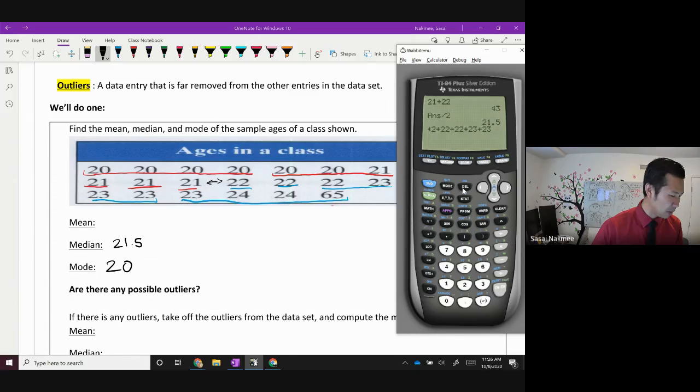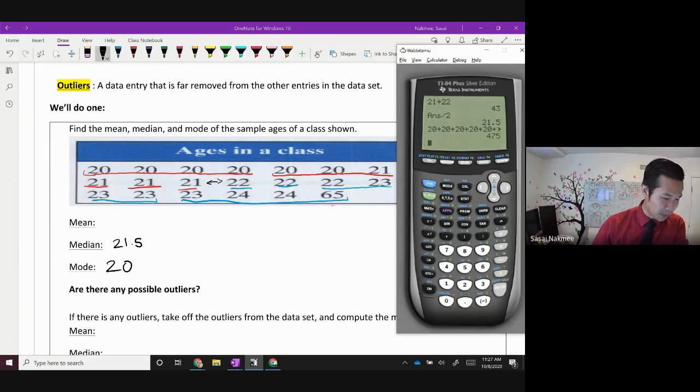So plus 23 once, plus 23 twice, plus 23 3 times, plus 23 4 times, plus 24, plus 24, plus 65. I get my total as about 475. You should double check that though, because I kind of speed typed that. So just double check that I did that correctly.